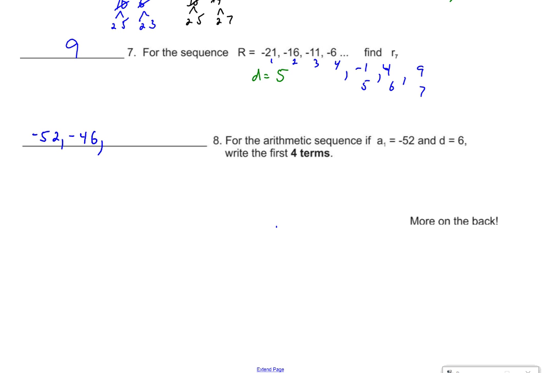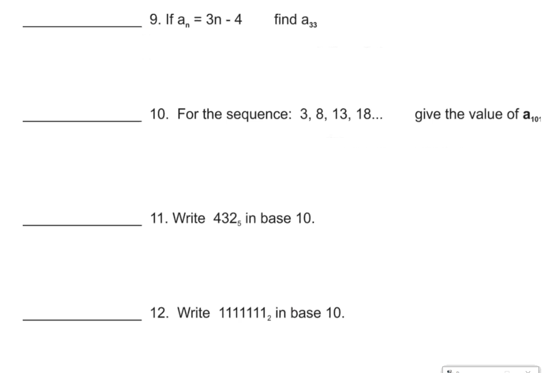Some of you struggle a little with negative numbers, but if you can do it with negatives, you can do it with positives, right? It looks to me like negative 52, negative 46, negative 40, and negative 34, right, as I add 6 each time. Remember, a sub 1 is the first term. That's the biggest deal there. A sub 1 is the first term, and then I continue on from there.